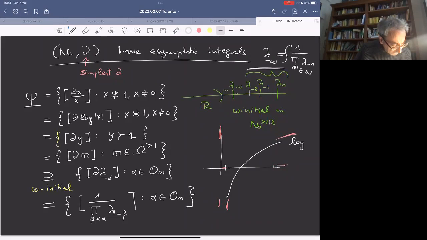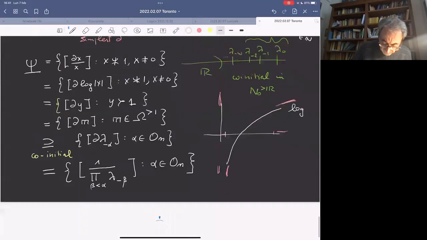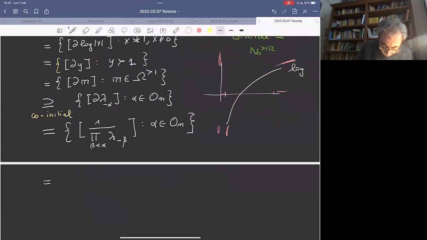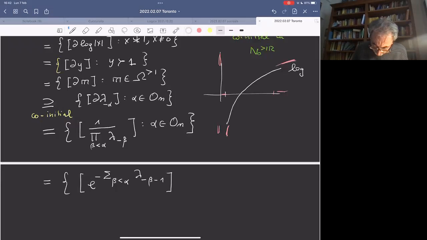So you get this guy. Okay, now, what is this? By definition, infinite products are defined using infinite sums, exp and log. So by definition of infinite product, this is e to the minus infinite sum, beta less than alpha, of, then you have to take an additional log because you put an exp. So it will be minus beta minus 1. Is that correct? Minus 1 or plus 1? Minus 1, right? Yes.